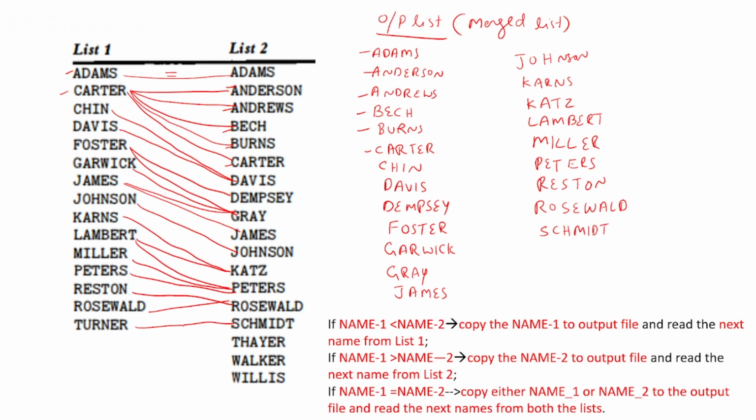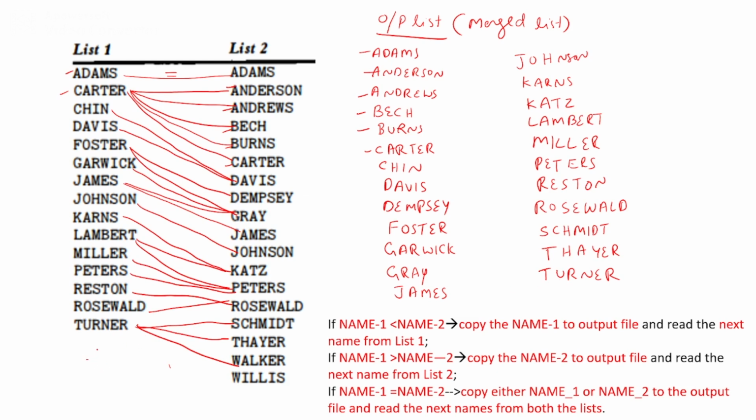SCHMIDT. Then comes these two, Thayer and Turner. So I need to write Thayer. Then Turner and Walker. So Turner. Then comes Turner and Walker, now that is done, right? So I have written Turner now.